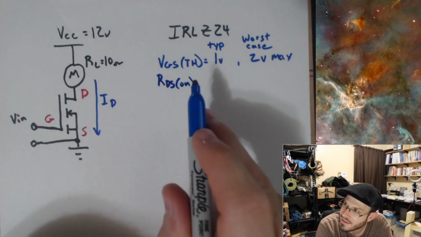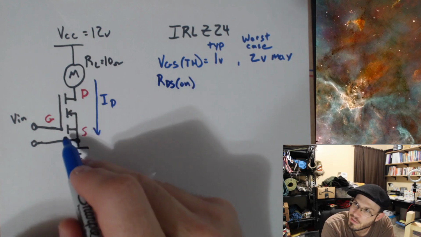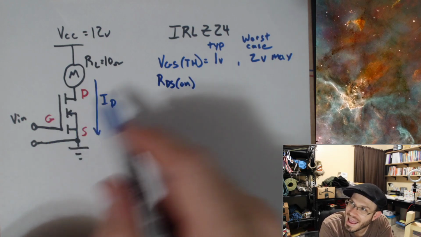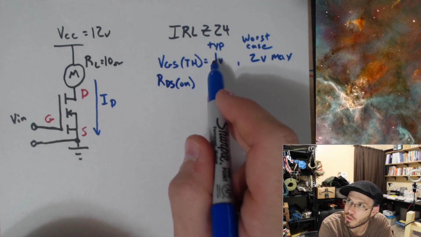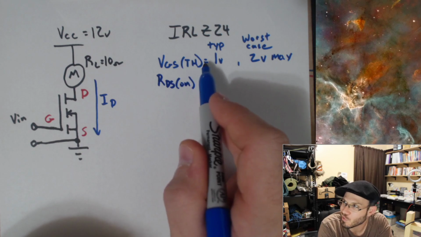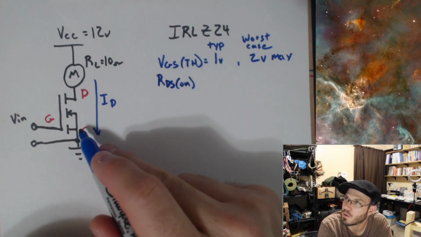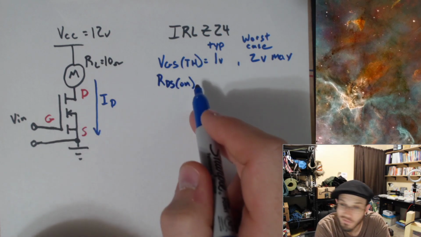Now the RDS on is what resistance this MOSFET behaves like when our applied voltage is larger than 1 volt. So when we've exceeded the gate source threshold voltage, this MOSFET will behave like this RDS on value.